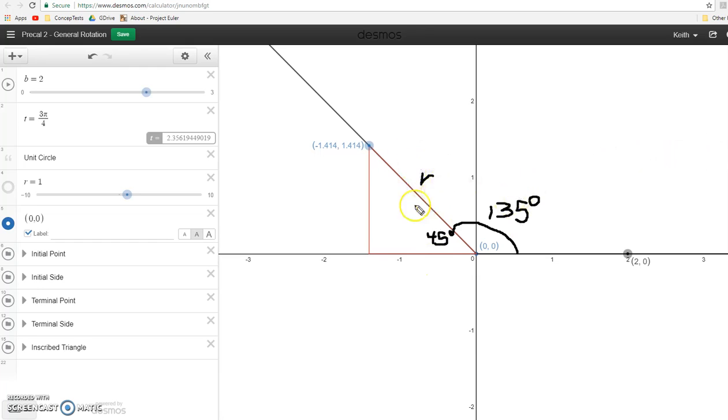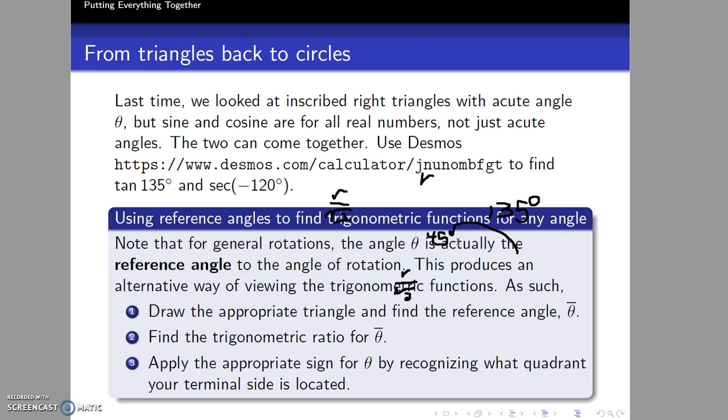Because for any radius r, this being a special triangle, this has to be r divided by the square root of 2. And this has to be r divided by the square root of 2 for any radius r. So the tangent of 45 degrees has to be 1 because it's the ratio of opposite to adjacent. So we've got that going for us.